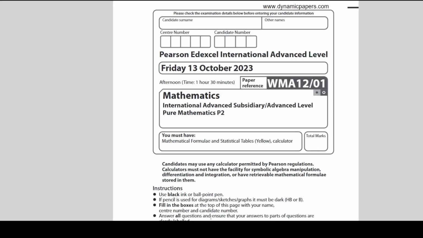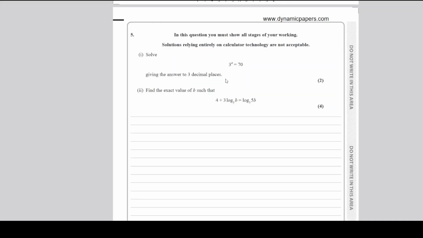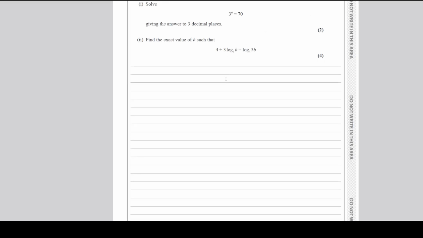Hello everyone. In this video, we are going to discuss the past paper October 2023 of paper 2. This part includes questions from 5 to 8. Fifth question relates to the chapter on exponentials and logarithms.